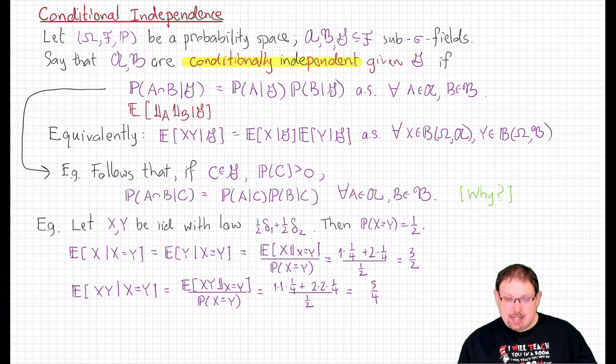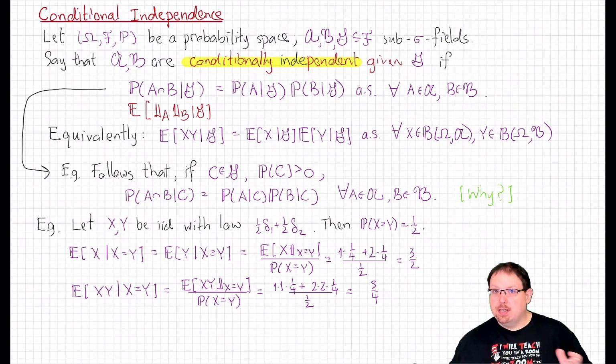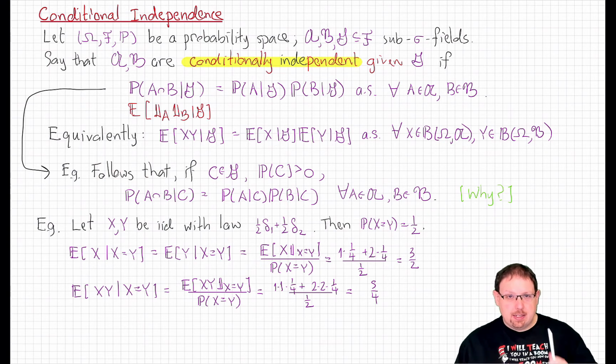Now, conditional independence probably sounds, the way it's phrased, like, well, they're not independent, but at least they're conditionally independent. That's the wrong intuition. Conditional independence doesn't have anything to do with regular independence. In fact, random variables can be independent, but conditionally dependent. Let's look at an example.